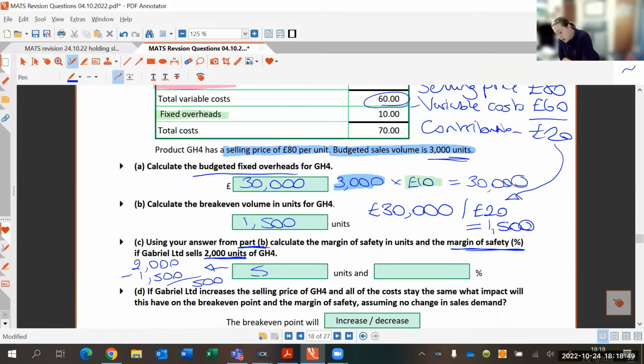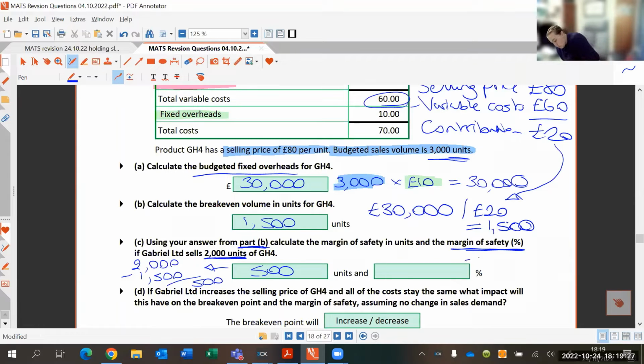Let's see where I've got those figures from. Yes, they've had to come back down to selling 2,000 units instead, but I've still got that break-even volume of 1,500 units. So we're looking at the difference between the two. This is where it gets tricky because they now want to know what the margin of safety is in percentage terms. Now, if you remember, what I said was that when you've got your margin of safety in units, to get the percentage, you divide that by your planned production, so your budgeted number of units that you're going to sell.